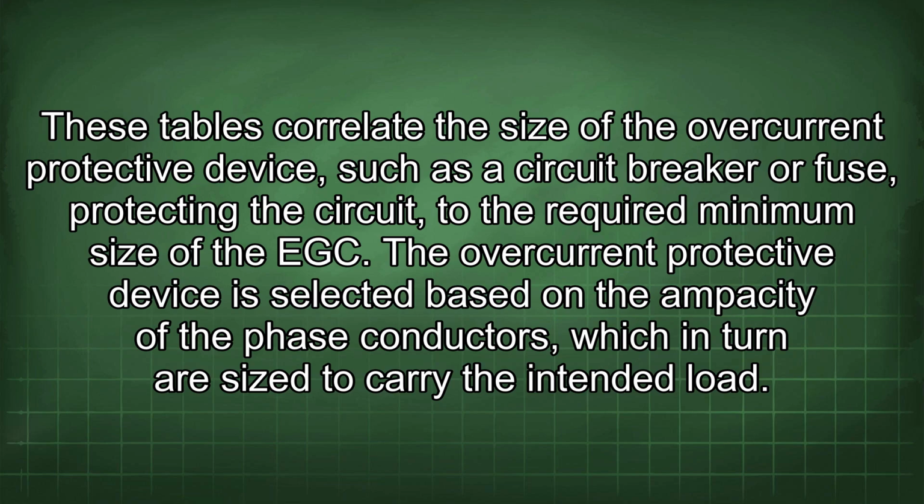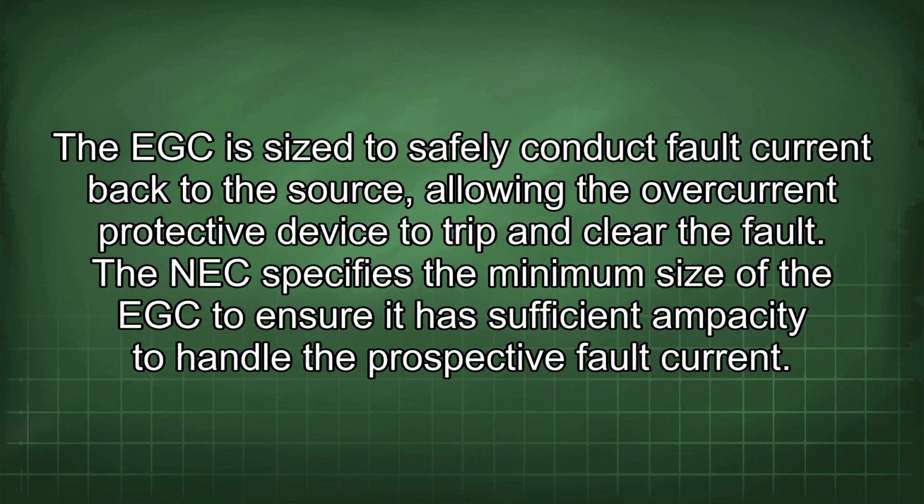The overcurrent protective device is selected based on the ampacity of the phase conductors, which in turn are sized to carry the intended load. The EGC is sized to safely conduct fault current back to the source, allowing the overcurrent protective device to trip and clear the fault.